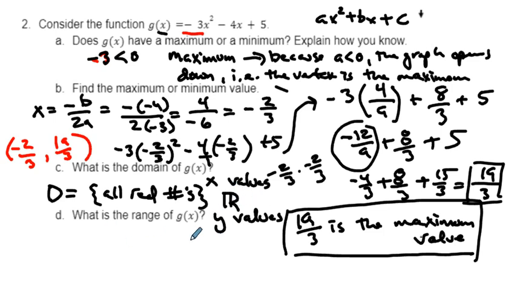And then your range is what values you're going to get out. Well, I know from what I just did by finding the maximum value that it's never going to get higher than that. 19/3 is the highest this thing gets. So your range is going to be any y values that are equal to or less than this number, because that's a maximum. If it were a minimum, it would be all values equal to or greater than. So just think about what it's going to look like, and if you do, it's a lot easier to visualize the domain and range.